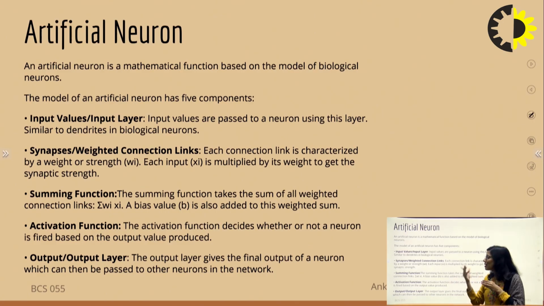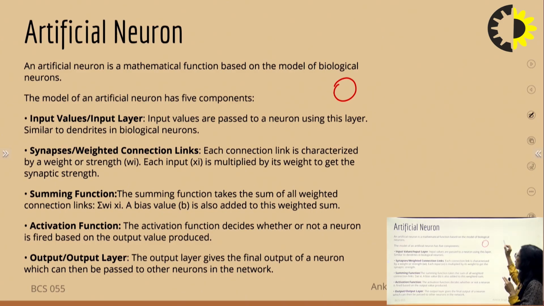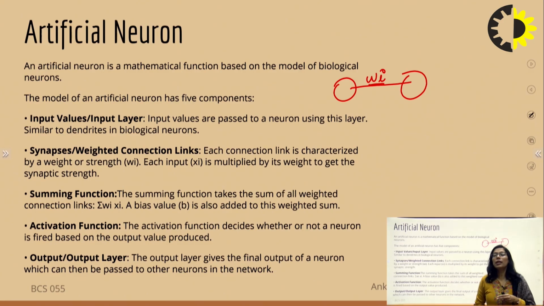Now these signals are represented by the weight. Whenever there is a strong connection between two neurons, there will be a weight associated with each connection. So suppose this is one node and this is another node, and these nodes are connected with each other, and this connection is represented by a weight Wi. Wi will represent the strength of the connection between these two nodes. It depends upon the situation.